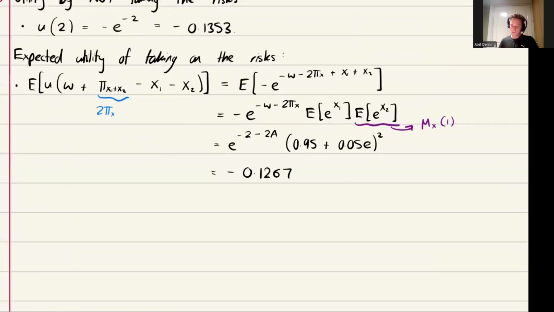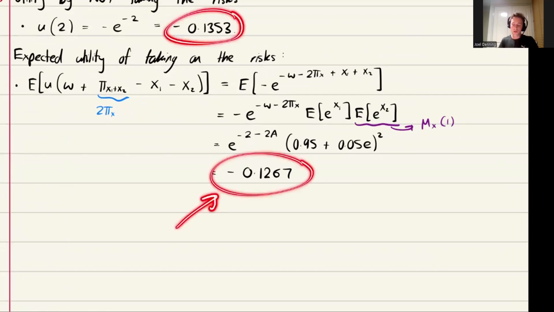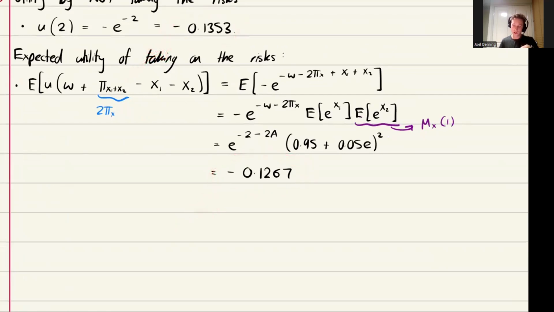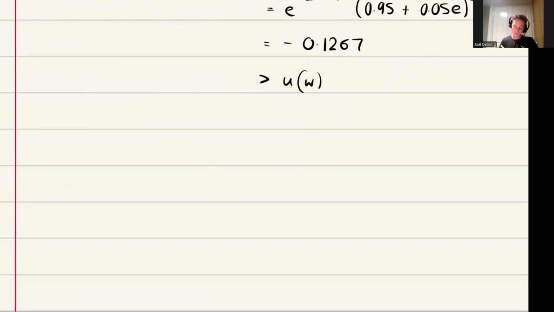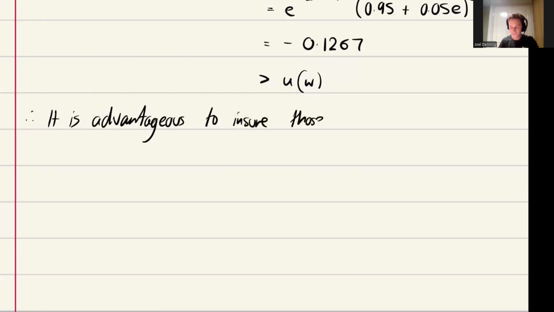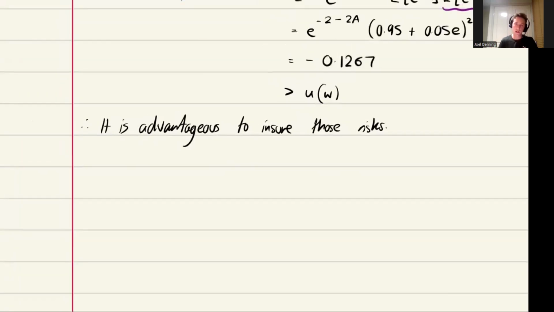And then all we're going to do is compare. So this is our expected utility under taking the risks versus the utility of not taking the risks. And we see that our expected utility actually exceeds, so it's bigger than the utility of not taking on the risks. So therefore, we're just going to say it's advantageous for us to take on those risks. Right? At least under a utility perspective, it's advantageous.